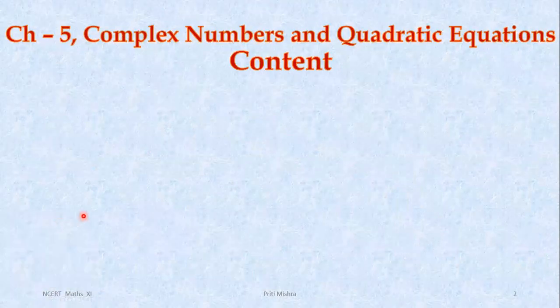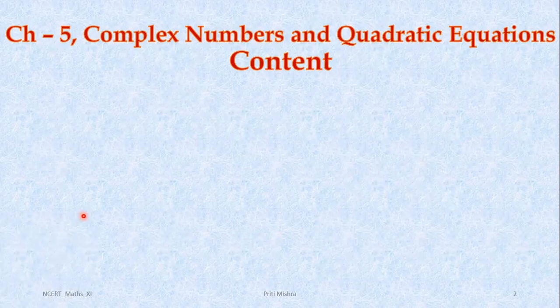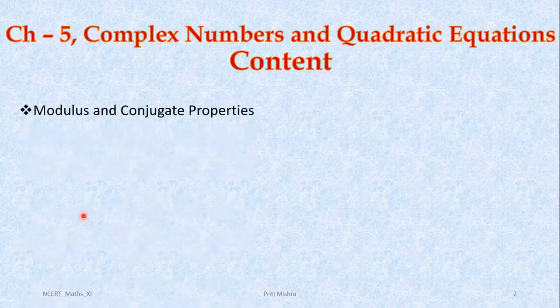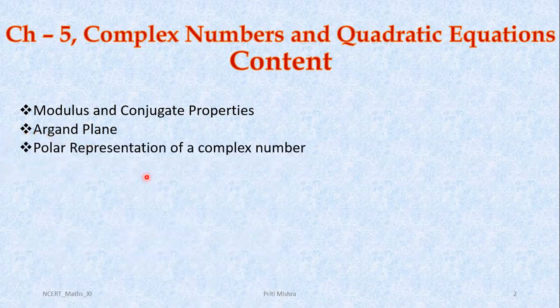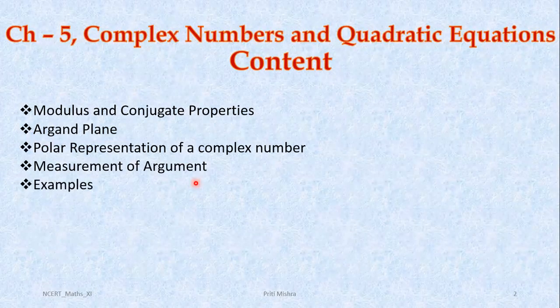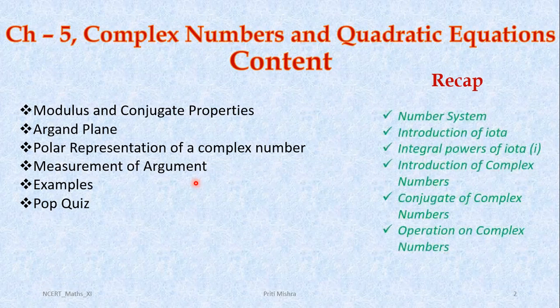Once again, I am here with the third and last part of the fifth chapter, Complex Numbers and Quadratic Equations, of class 11th. So we will start this video with the explanation of modulus and conjugate properties, followed by the Argand plane. Then we will have the polar representation of a complex number. After that, we will discuss measurement of argument, then examples, and at last, like always, we will have a pop quiz.